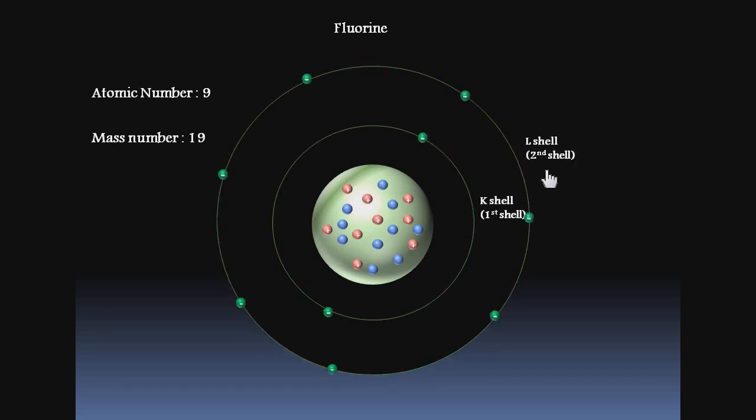or L shell. Here the outermost shell is L shell, and hence that is the valence shell. The number of valence electrons is 7. 7 is greater than 4, and hence the valency is 8 minus the number of valence electrons. Valency is 8 minus 7. 8 minus 7 is 1, and hence fluorine has a valency of 1.